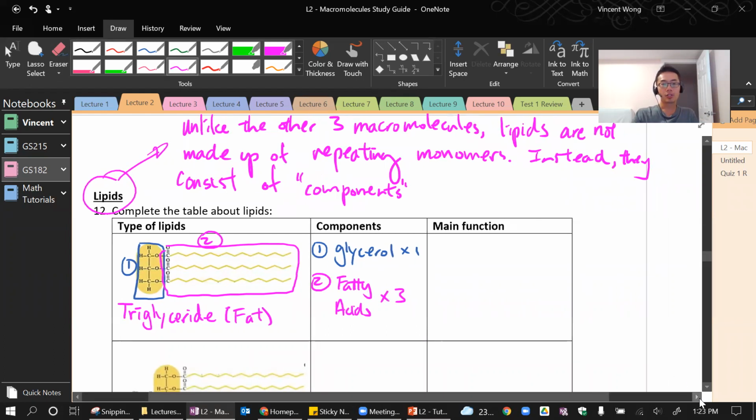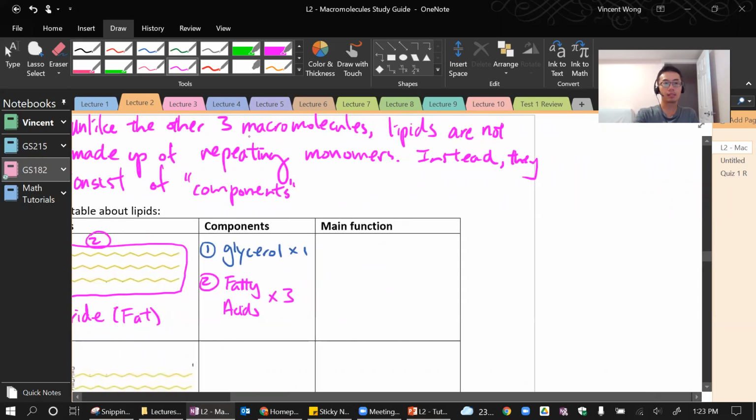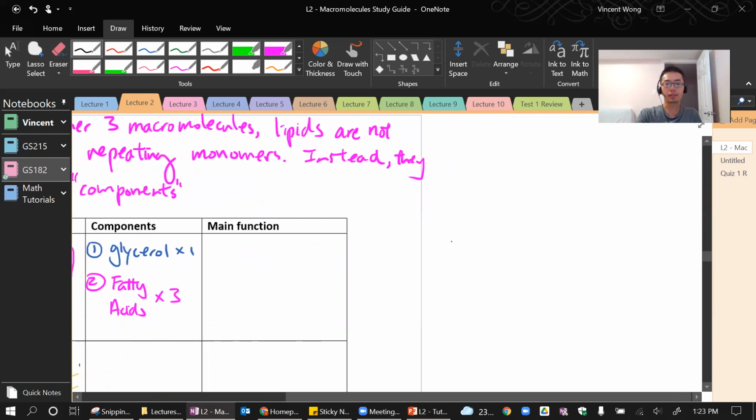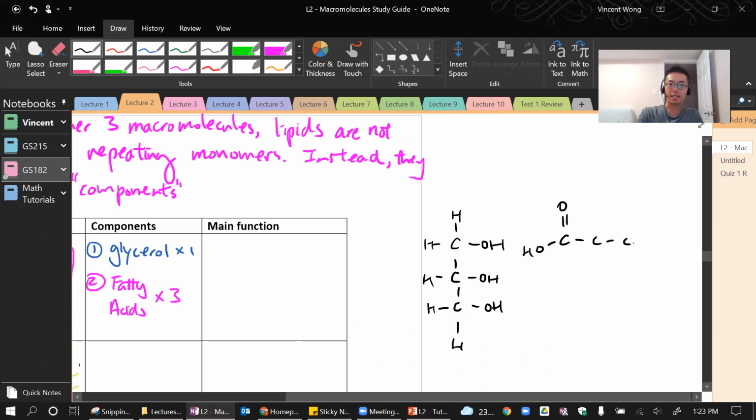For those of you who are interested, this is just extra information. Glycerol looks like this. Sometimes it's called the HO molecule. It's more like OH, but like Santa Claus, ho, easier to remember. And then this is the fatty acids, with a bunch of carbons. It could be very long, 16 carbons, 12 carbons, doesn't really matter. The point is, it's really long.